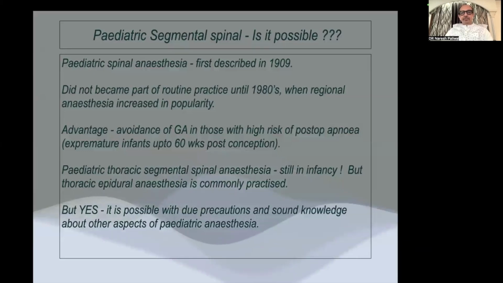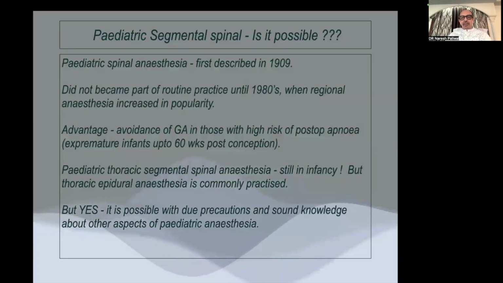So pediatric segmental spinal, is it possible? Pediatric spinal anesthesia was first described in 1909, but did not become part of routine practice until the 1980s, when regional anesthesia increased in popularity. Even at that time, it was only used to avoid general anesthesia, especially in ex-premature infants up to 60 weeks post-conception. In those patients, there is a high chance of post-op apnea, so it was used mostly for below-umbilical surgeries. Pediatric thoracic segmental spinal is still in its infancy, but thoracic epidural anesthesia is commonly practiced. But yes, it is possible with due precautions and sound knowledge about other aspects of pediatric anesthesia.